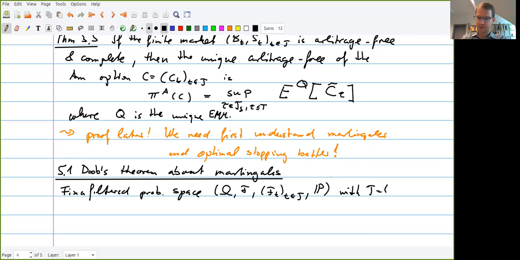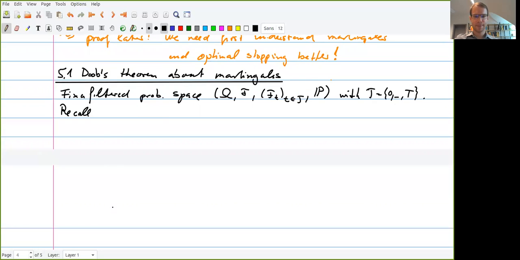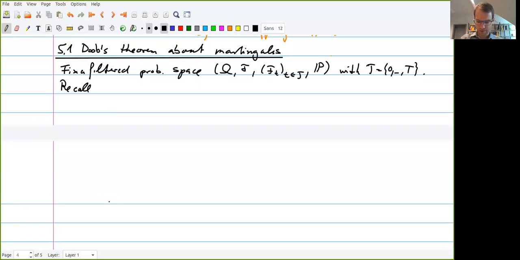Our index set is as usual, and so that we can directly start with Doob's theorems next time, let me recall the notions of martingale, sub-martingale and super-martingale now. Next lecture, you should have these definitions ready in your mind so that we can directly start working with them.